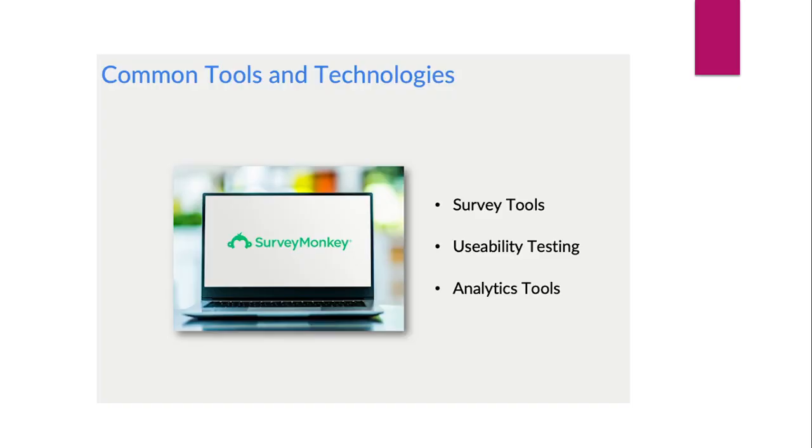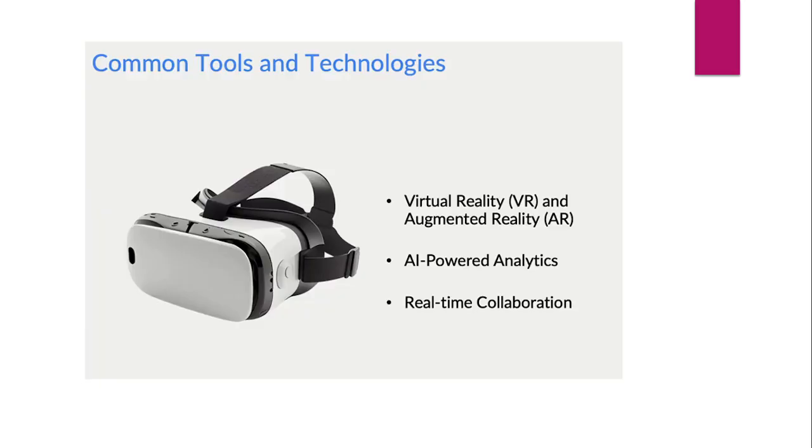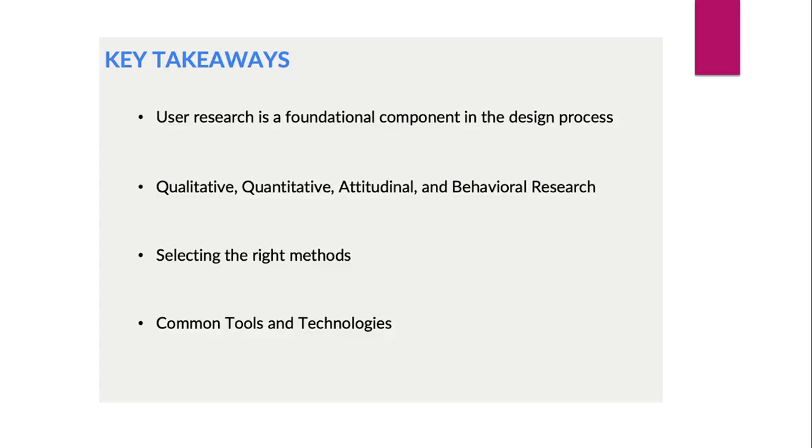Common tools and technologies. Here we can use SurveyMonkey. Survey tools like Google Forms or SurveyMonkey Forms, and usability testing and analytical tools are available. So these are the basic tools you can use to get surveys from unknown users. And common tools and technologies, we can deal with virtual reality, augmented reality, AI-powered analytics, and real-time collaboration. So these are the common tools. After getting the data, we can use these tools to analyze the data to predict the values.